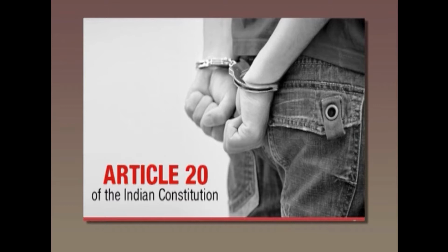Article 20 provides for three protections, which are the right against ex post facto laws, that is, no person shall be convicted unless the act committed was an offence under the law in force at the time of the commission of the offence. This means that there can be no retrospective laws made which make an act an offence after it was committed.